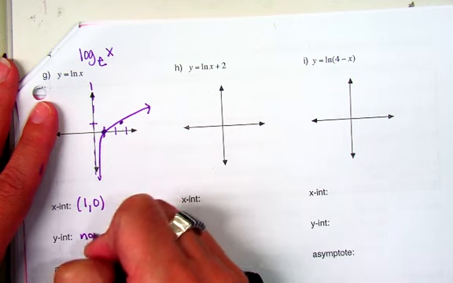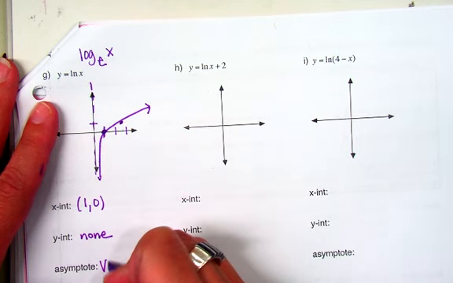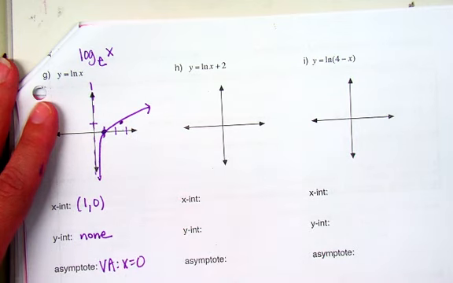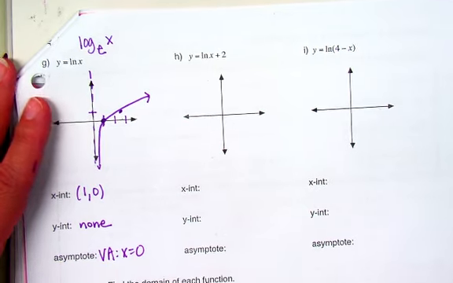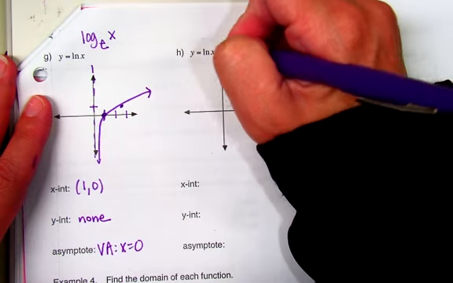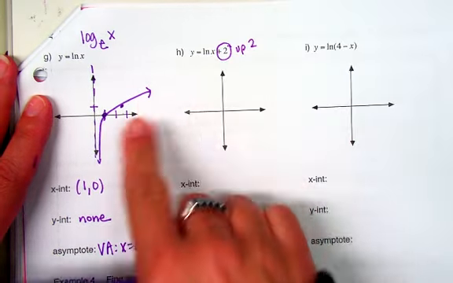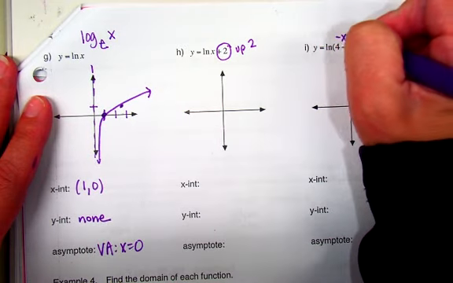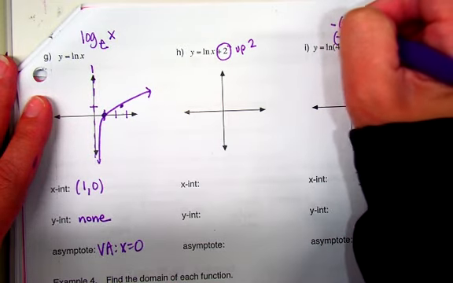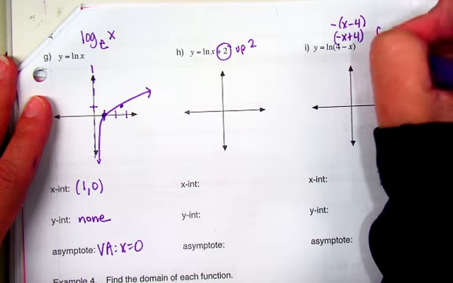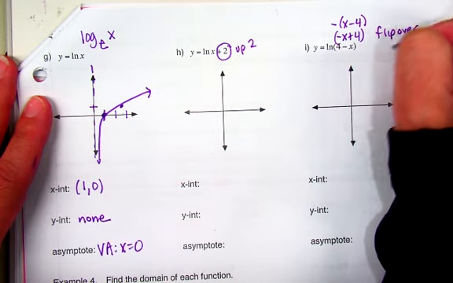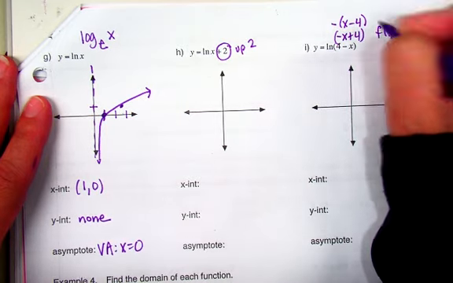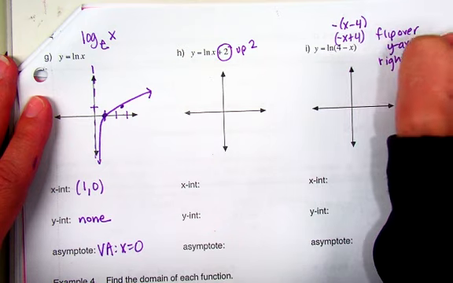I still won't have any y-intercepts. And it's still going to curve up in that same direction. So then you can do the same sort of transformation. This would just take this graph here on the left and move it up 2. This one, again, I rewrite, then factor out the negative. So I would flip over the y-axis and then go right 4.